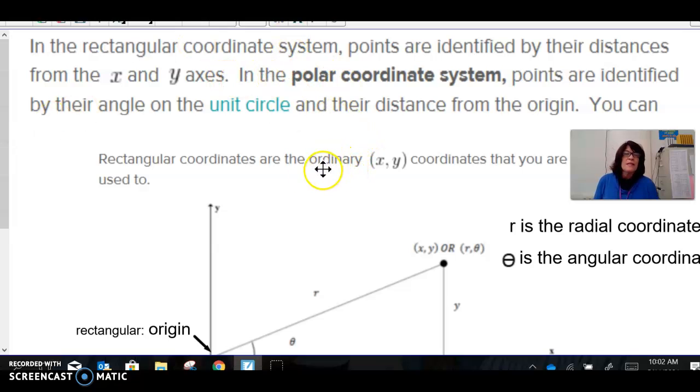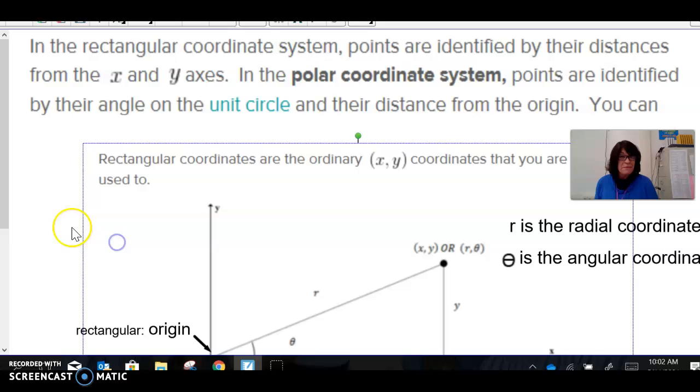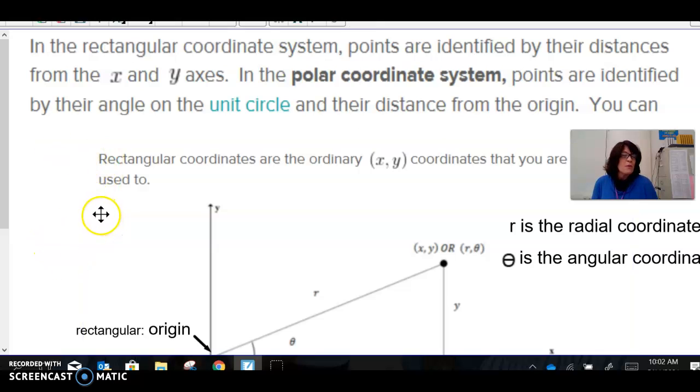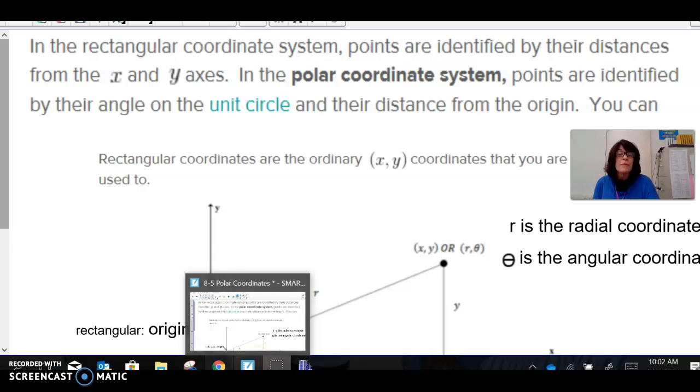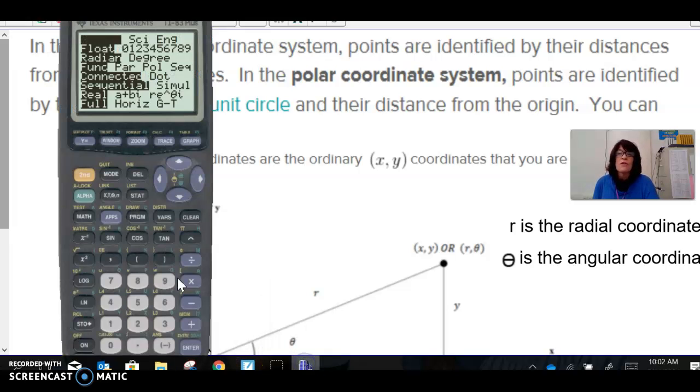The rectangular coordinate system is what we've always graphed on. There's something called polar coordinates. Maybe you've noticed it on your graphing calculator. We're first going to learn how to plot points in the polar system, but I do want to show you.